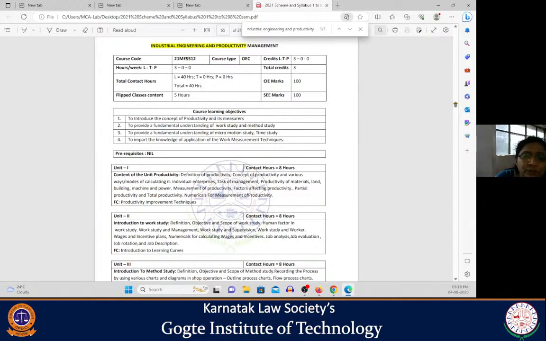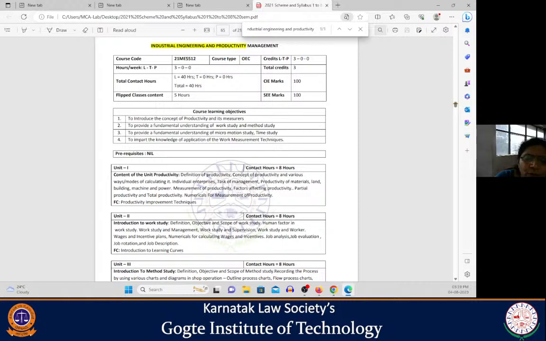So in the first unit, you are going to learn the content of unit productivity. So what is productivity? What is the concept of productivity? What are the ways to calculate the productivity? All those things. Some numericals, simple numericals are also there in first unit. And different techniques, productivity improvement techniques, we are going to learn in the first unit.